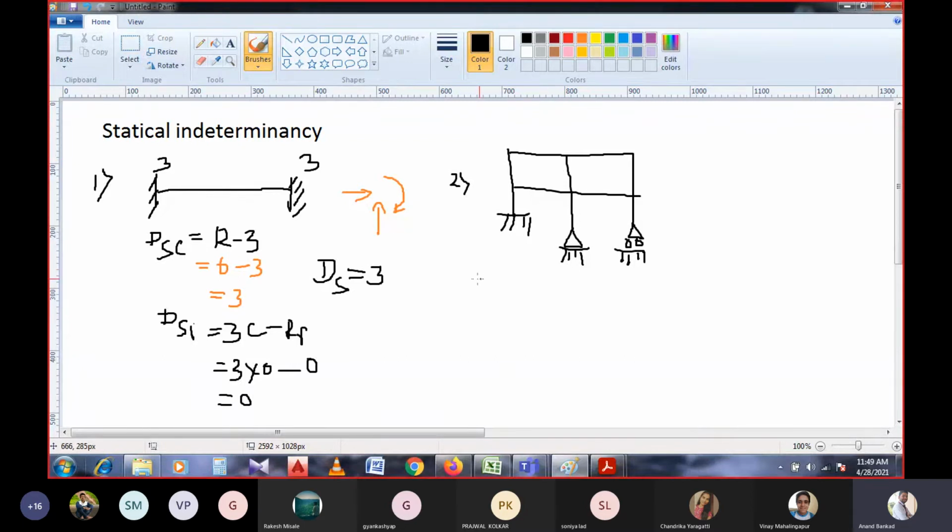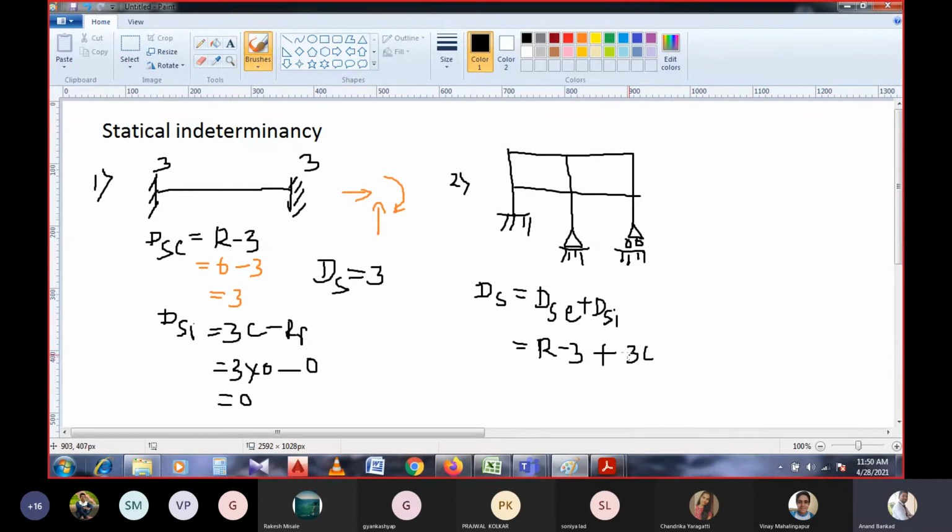Now it is asked to calculate the degrees of statical indeterminacy. So what is the statical indeterminacy here? DSE plus DSI. DSE is nothing but R minus 3, correct? R minus 3. So what is the value of R over here now?